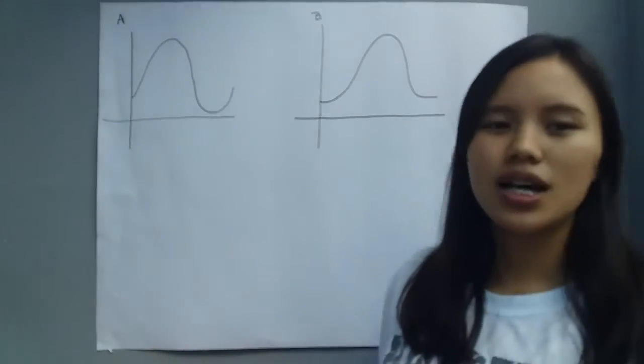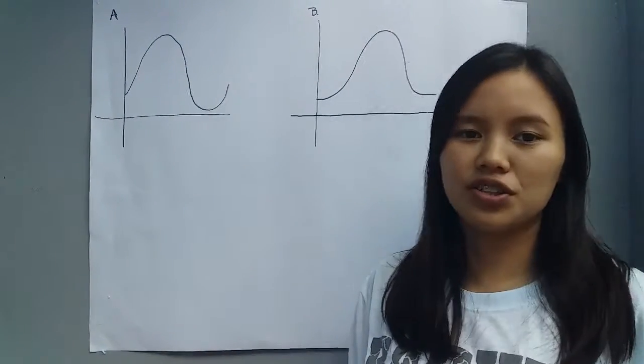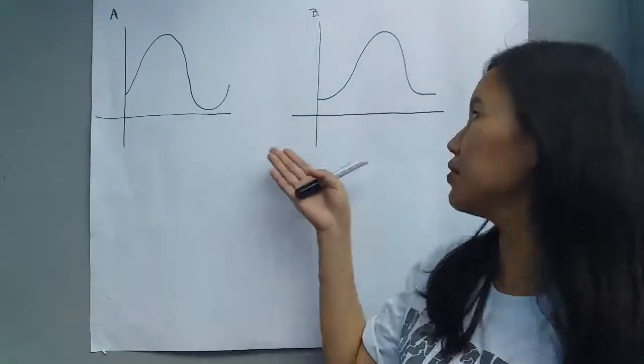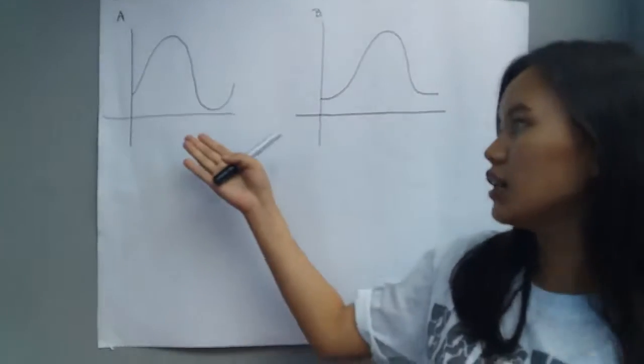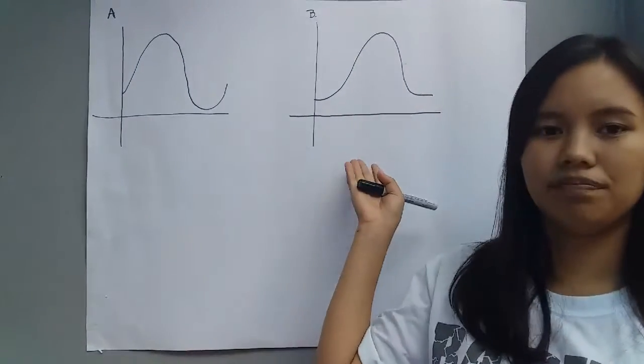Now I'll show you some graphs of trigonometric functions. We have figure A and figure B. I want you to find the equation of these waves given our A and B graphs.